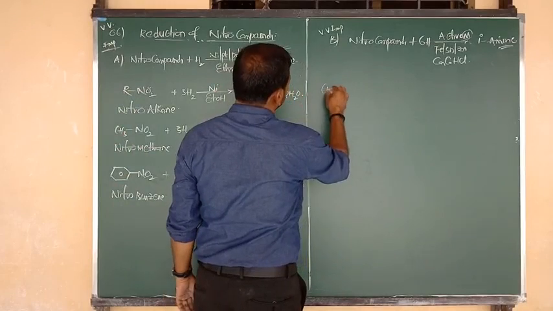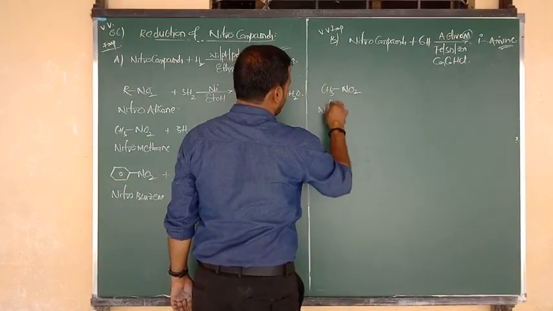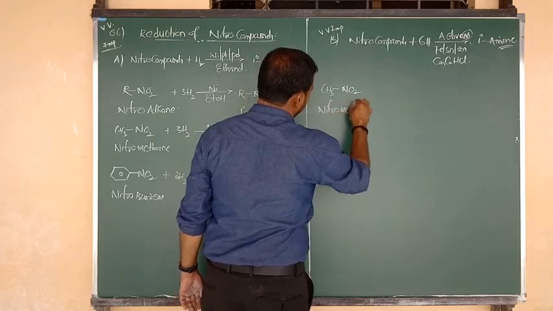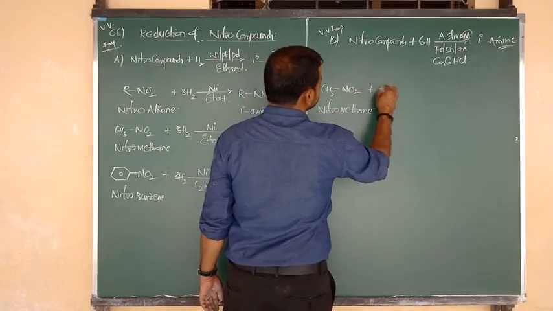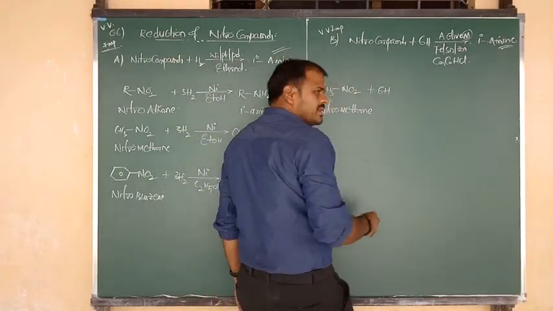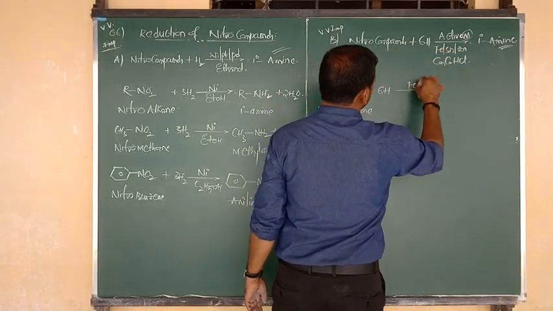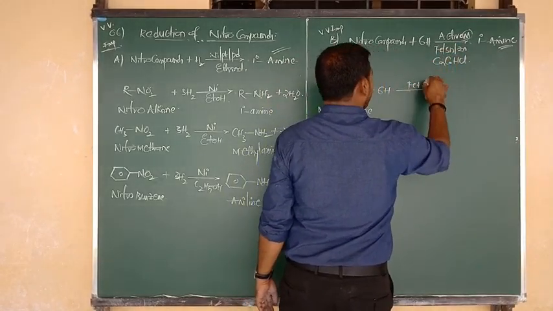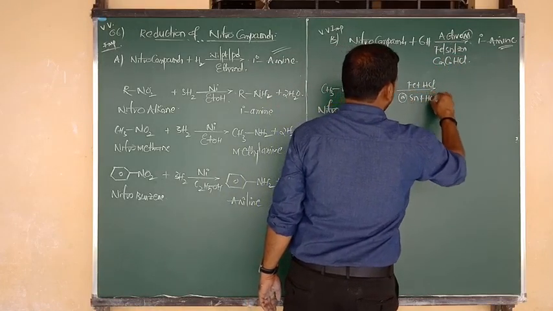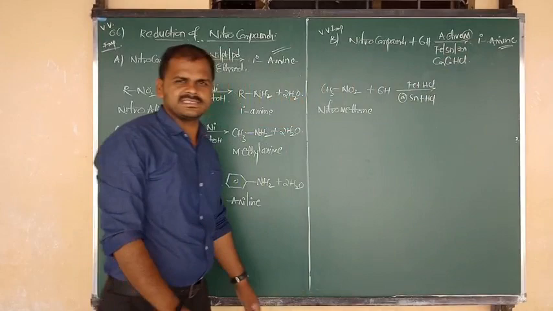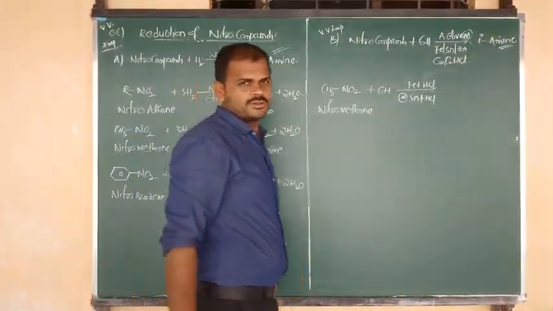Just one example I want to show you. CH3 bonded to NO2. What is the name of this compound? Nitromethane. The process is nothing but reduction by the providing of 6 hydrogen atoms, and reduction takes place in the presence of an active metal. Maybe we can write Fe plus HCl, or Sn plus HCl, or Zn plus HCl. Any one of the selective metal and acidic medium has to be considered.